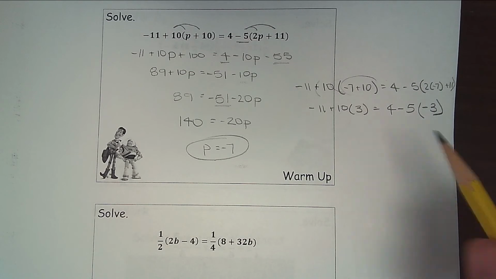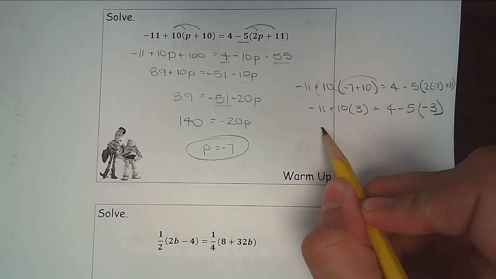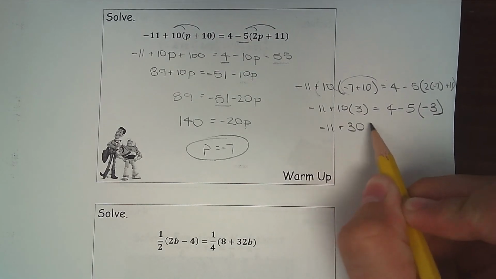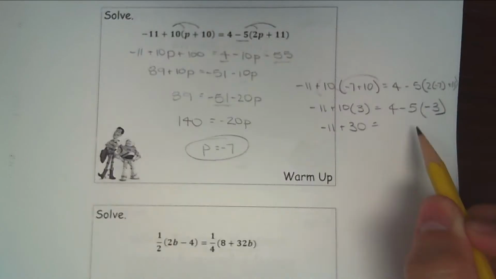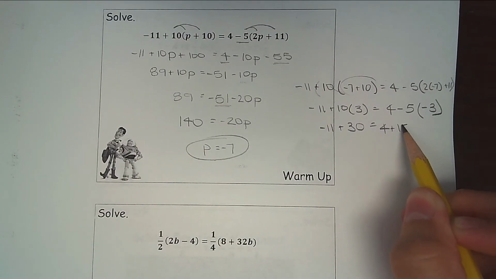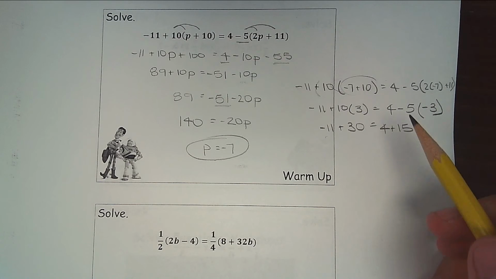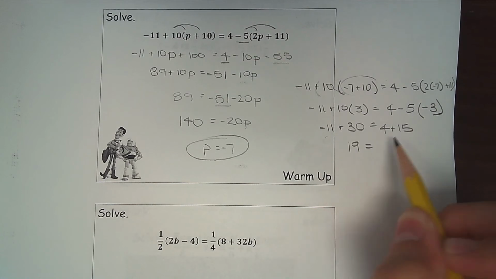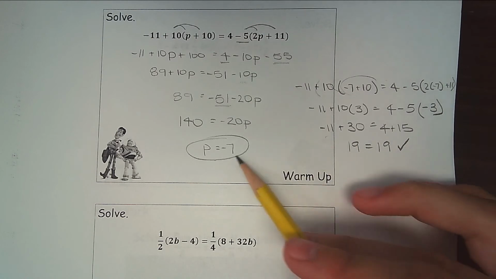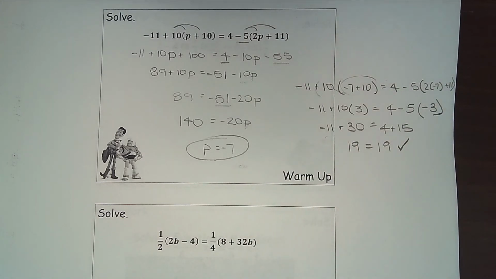Go through and do my multiplication. So over here I have a 30. Over here I'm going to have a positive 15. Let's see, negative 11 plus 30 is 19, and 4 plus 15 is 19, which is a true statement, so that tells us we were correct. We did everything right. Yeah, go us. All right.